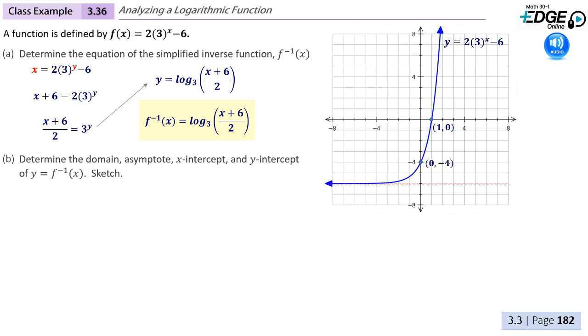Now that we have x plus 6 over 2 equals 3 to the y, we can convert from exponential to logarithmic form. So the 3, which is currently the base of the power, becomes the base of the logarithm. Our final form is the inverse function is equivalent to log base 3 of x plus 6 over 2.